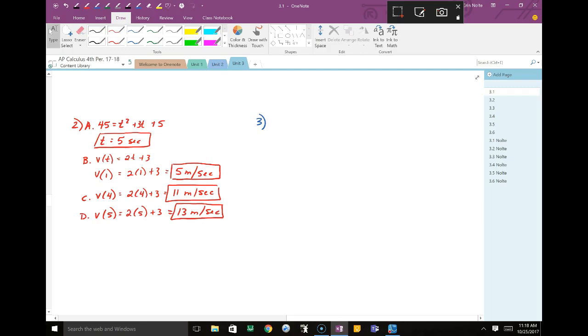Okay. Yeah, speed is just your velocity, which is positive. That's just it. Velocity just gives you slightly more information.